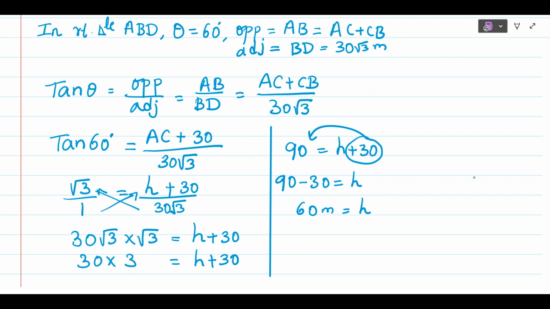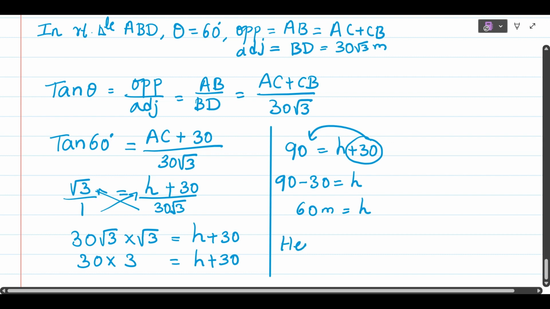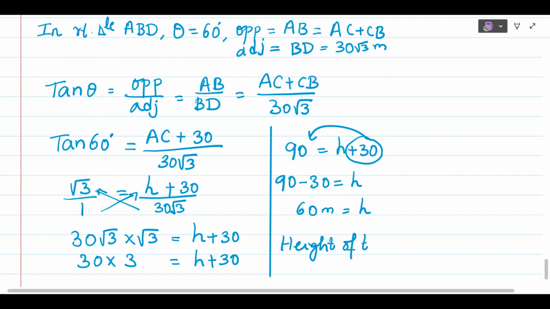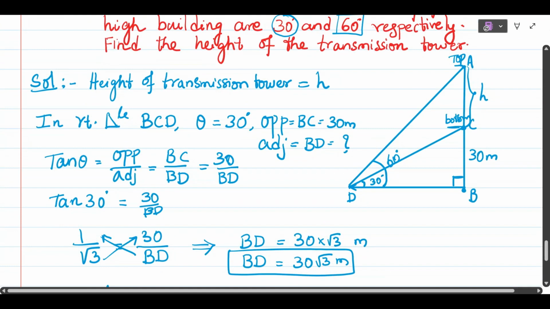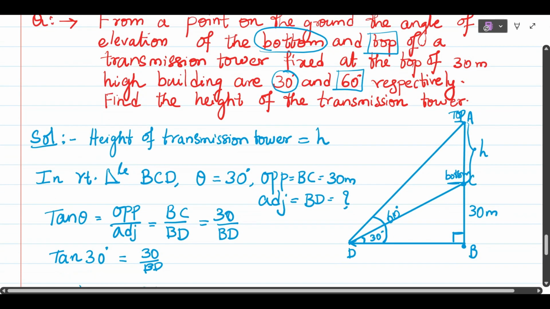So at last you have to write the height of the tower. What is the tower here? It is a transmission tower. Okay, height of transmission tower is equal to 60 meters. Did you understand, students? Check properly the diagram and also the question. Okay.